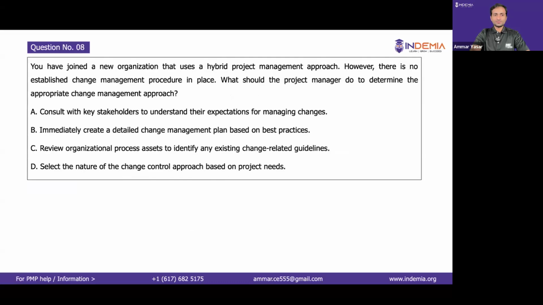Next question. You have joined a new organization that uses a hybrid product management approach. However, there is no established change management procedure in place. What should the PM do to determine the appropriate change management approach? Option A, consult with key stakeholders to understand their expectations.